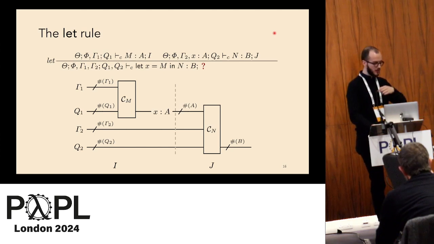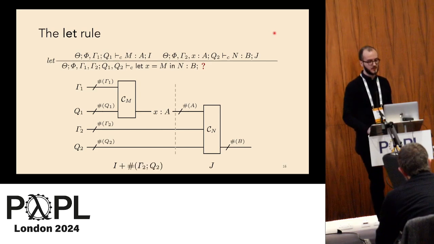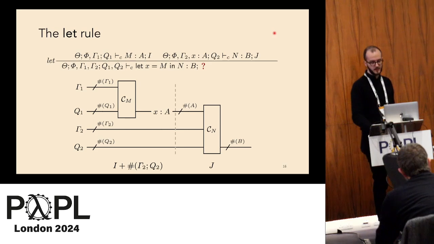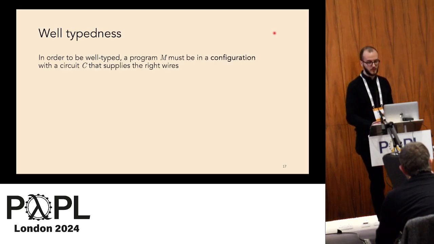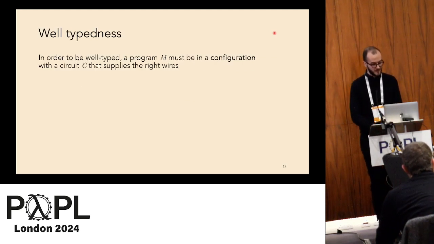So the width of this left-hand side is actually I plus the wire count of gamma 2 and Q2, and the overall width of the let expression is the maximum of I plus the wire count of gamma 2, Q2, and j. And this is the last rule I'm showing you. I'll spare you the rule for fold, because no one deserves that on a Saturday morning.